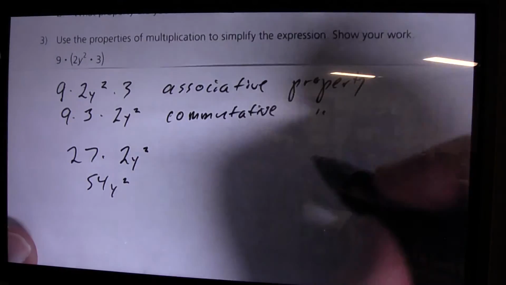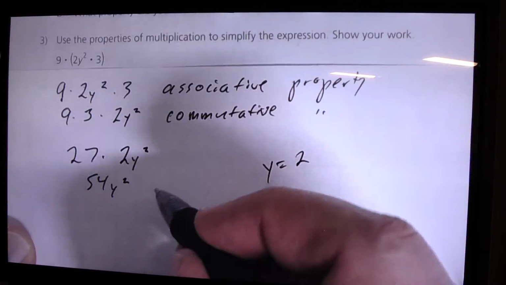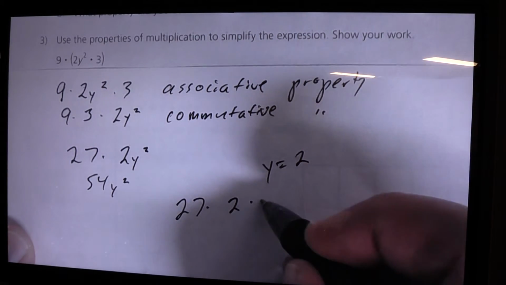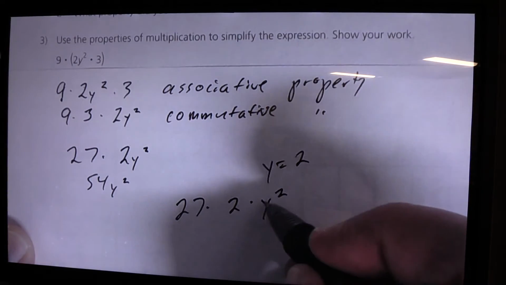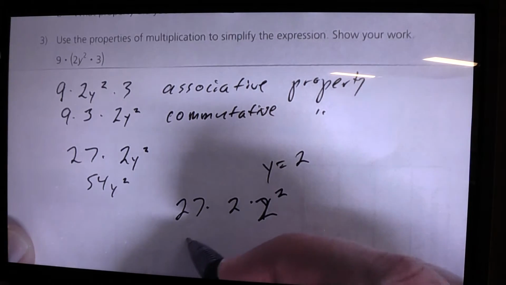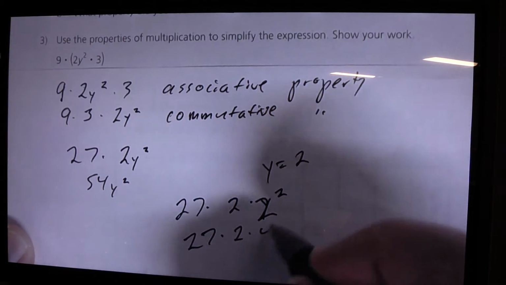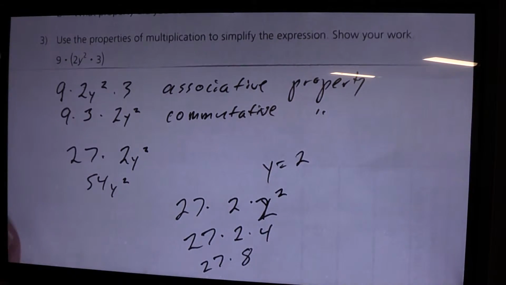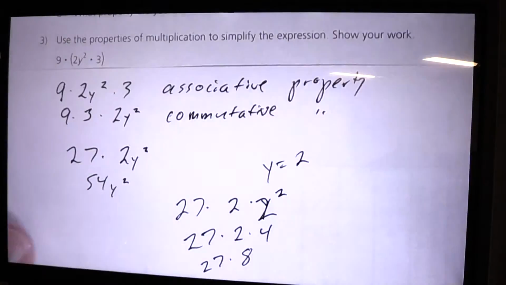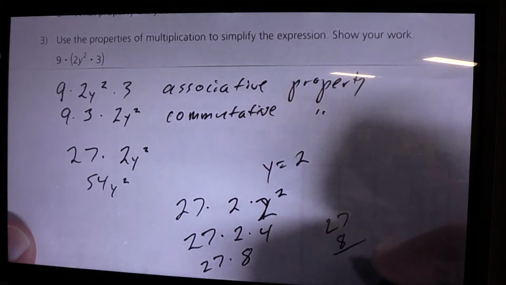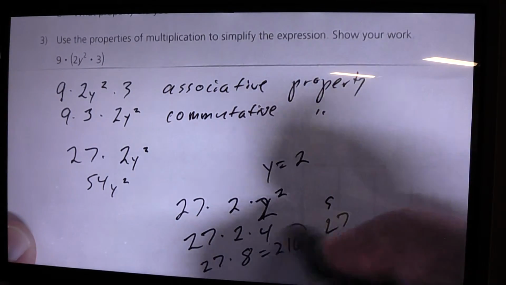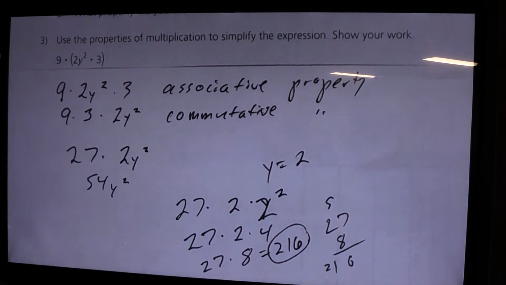So I'm just going to assign y the value of 2. So 27 times 2 times y squared, or in this case 2 squared, will be 27 times 2 times 4, 27 times 8, is 216. That's what I got, 216.